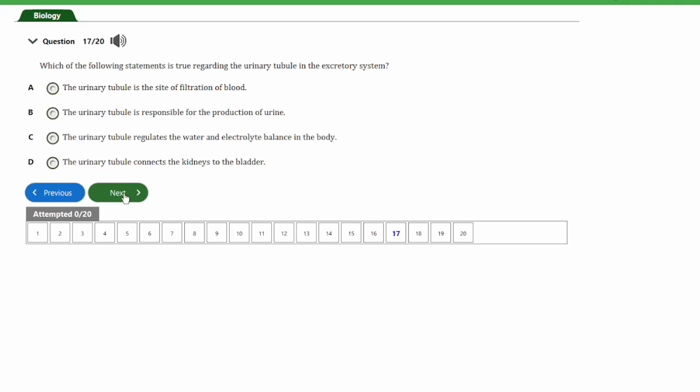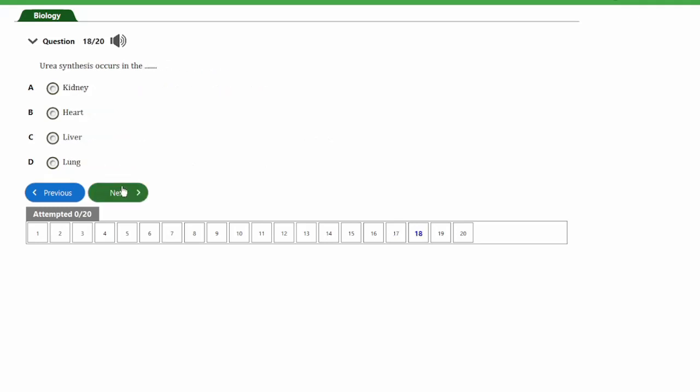The urinary tubule is responsible for the production of urine. So we've already seen the explanation to this in the previous question, how the urinary tubule helps to produce urine. So guys, let's look at the next question.